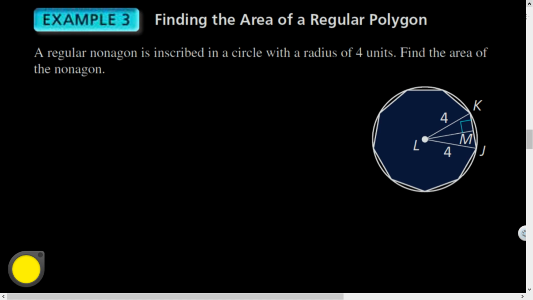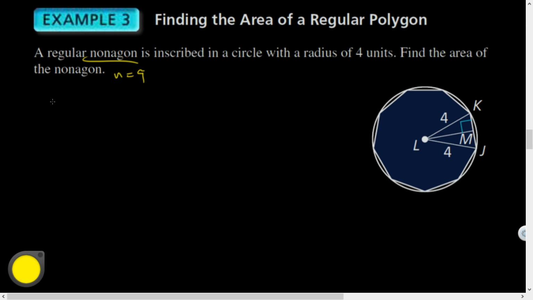But anyways, finding the area of a regular polygon. A regular nonagon, how many sides? Nine. Oh, I like it. N is equal to 9, is inscribed in a circle with a radius of 4 units. Find the area of the regular nonagon.